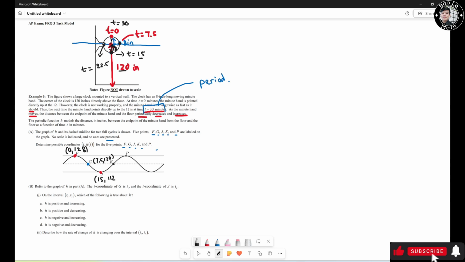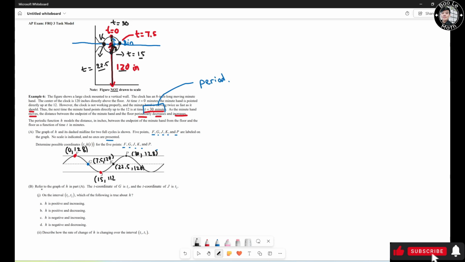Now, point K is going to be on the midline, right? So this is the point K right here, t equals 22.5. The distance is from the center all the way down, which is 120. So this guy should be (22.5, 120). And the last point is point P right here. Let's go back to the original one, which means t equals 30, and then the distance should be 128.